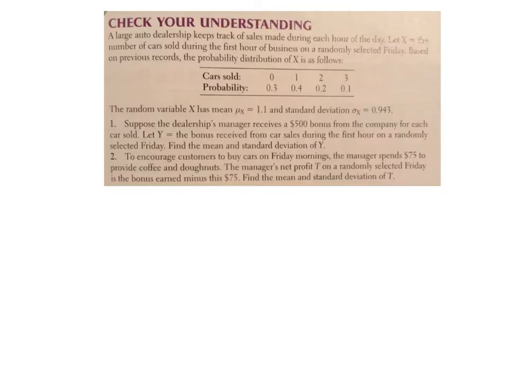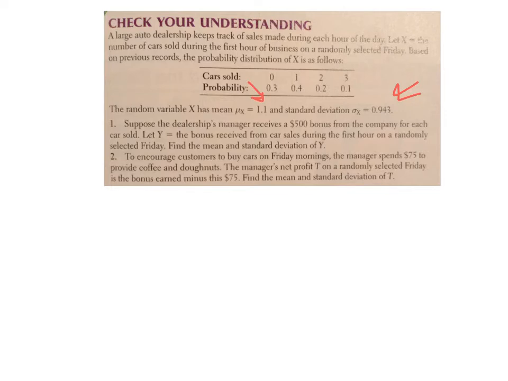Okay, so let's look at another example. We've got a large auto dealership keeping track of sales made during each hour of the day. Let X equal the number of cars sold during the first hour of business on a randomly selected Friday. Based on previous records, the probability distribution of X is as follows. We're going to follow this one and the Pete's Jeep tours throughout this video. My random variable X has a mean of 1.1 and a standard deviation of 0.943.